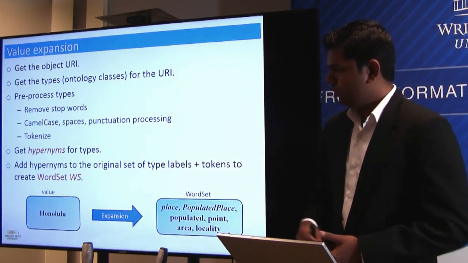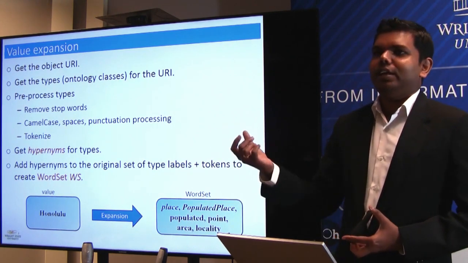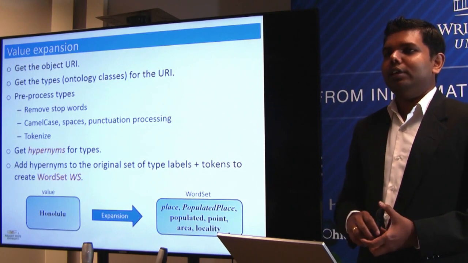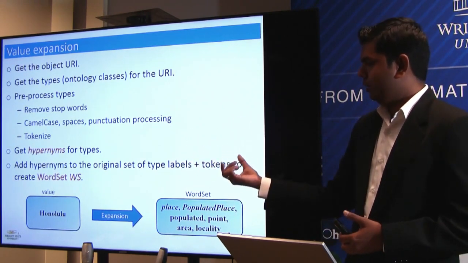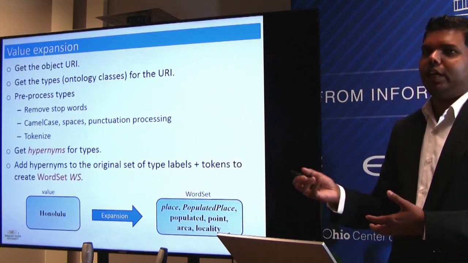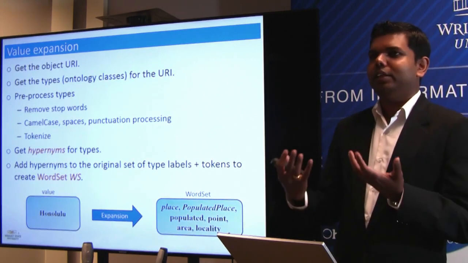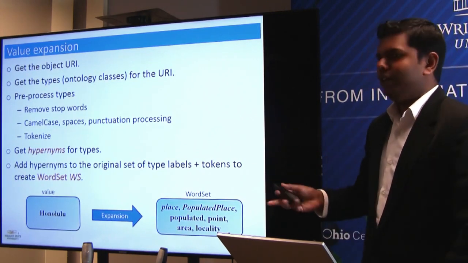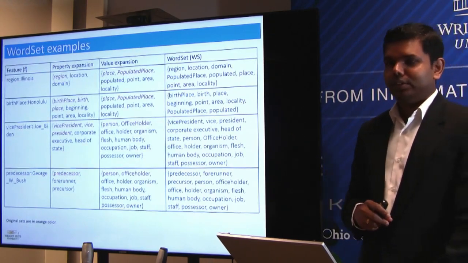For example, here Honolulu, but instead of taking its label, we take its type associated in the ontology. So for example, it's a place. So we expand it using WordNet and then we get this word set. So we extend property and then value and then combine both of them, make the union and then create one word set to represent the feature.